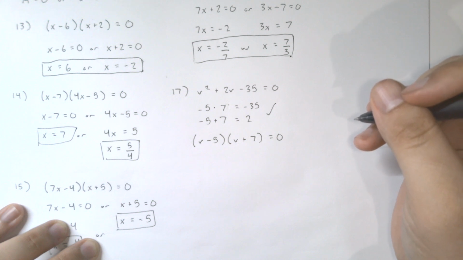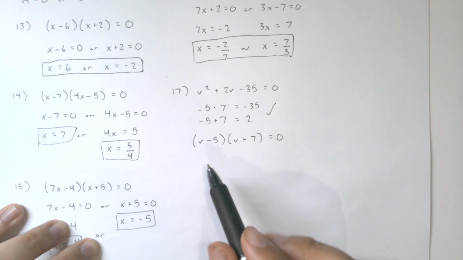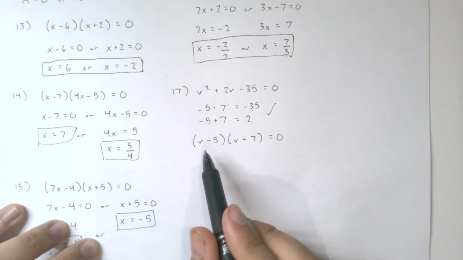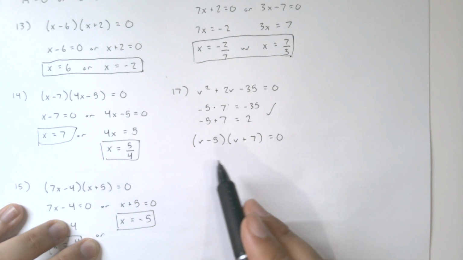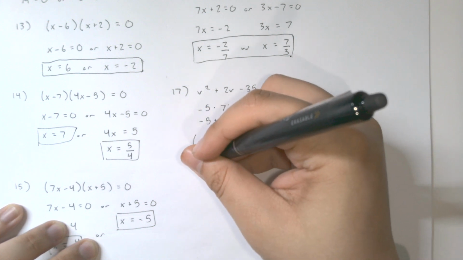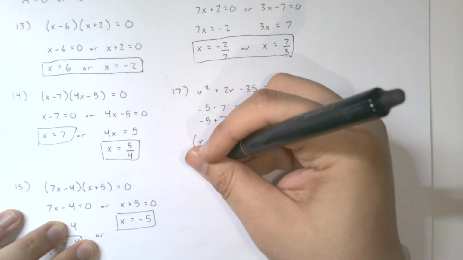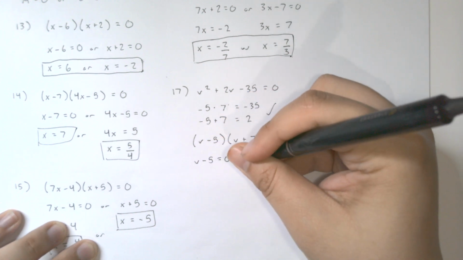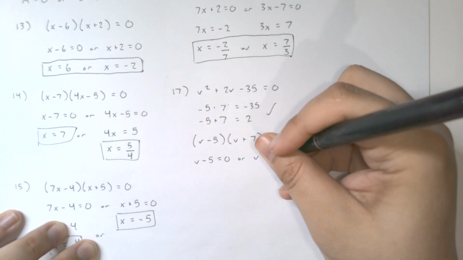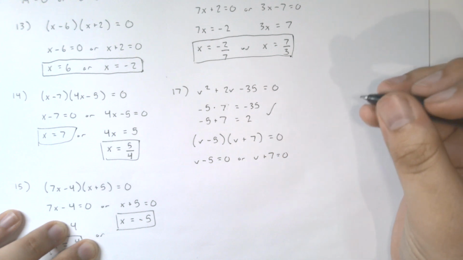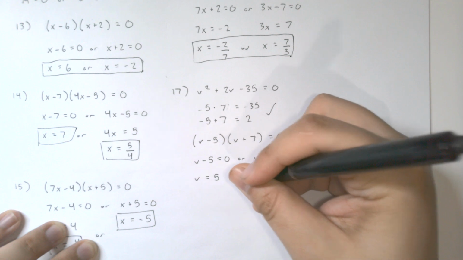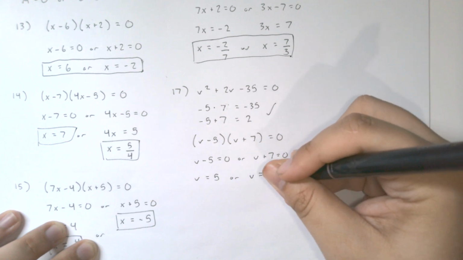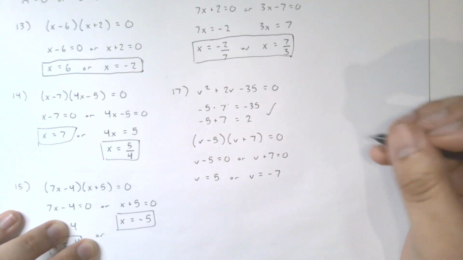And I'll explain in a moment why that works, but we have this broken up now as v minus 5 times v plus 7, and now this is like the previous problems that we just did. We have v minus 5 is equal to 0, or v plus 7 is equal to 0 by our zero product property. So v is equal to 5, or v is equal to negative 7.